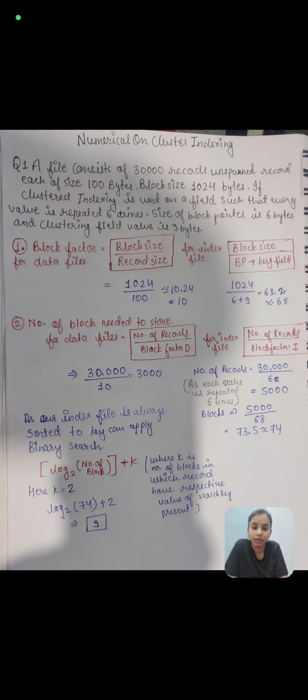So we will calculate the binary search by log base 2 of 74 plus 2. So log base 2 of 74 is 7, plus 2 is 9. So to find it, I have to access at least 9 blocks.